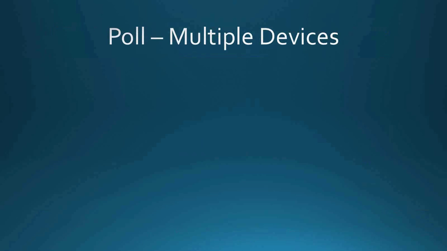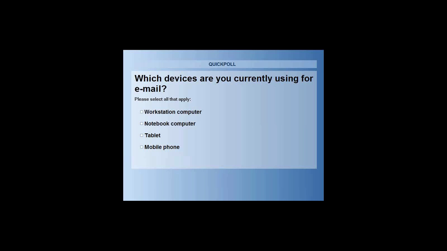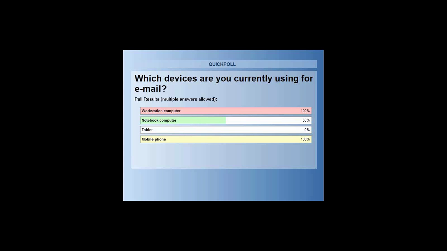Let's try another poll real quick, and I'm going to ask a question about devices. So the question asks, which devices are you currently using for email? So if you don't mind going through the device questionnaire and see if you can give us an answer. Good. Okay, so here are the results of the poll. So it seems like everyone has workstation access, and a few of us have access elsewhere on mobile devices.